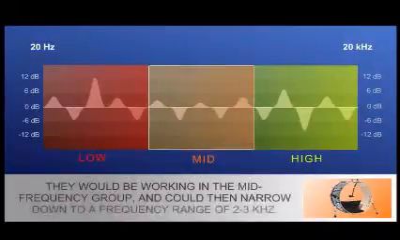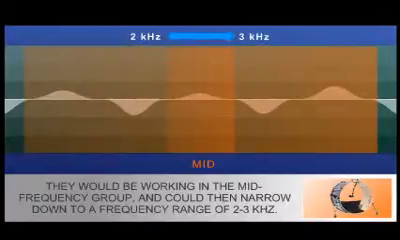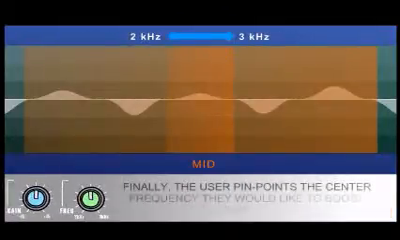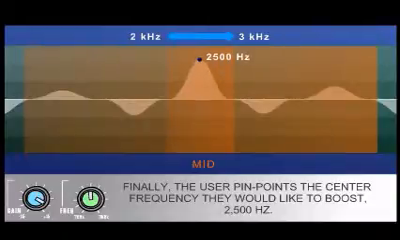They would be working in the mid-frequency group and could then narrow down to a frequency range of 2 to 3 kilohertz. Finally, users pinpoint the center frequency they would like to boost, in this case 2500 hertz. They can boost 2500 Hz to get more snap out of the kick drum.